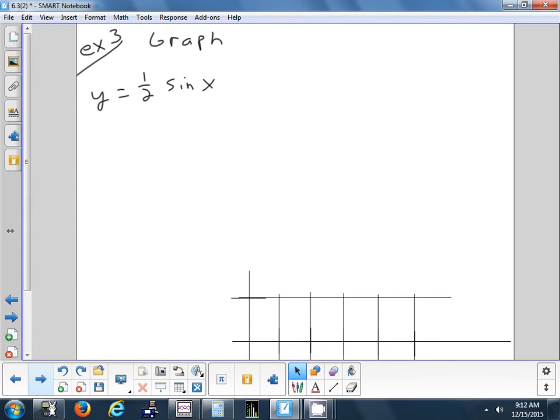All right, 1/2 sine x. Who can tell me what's overall going to happen here? If you compared sine x to the one we're about to draw, what's going to be the difference? Maybe half the size, like half the height. It's going to be half the amplitude. What is the amplitude here? 1/2. Yep.